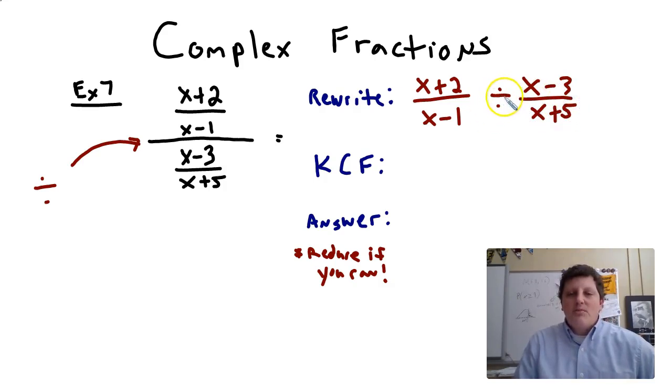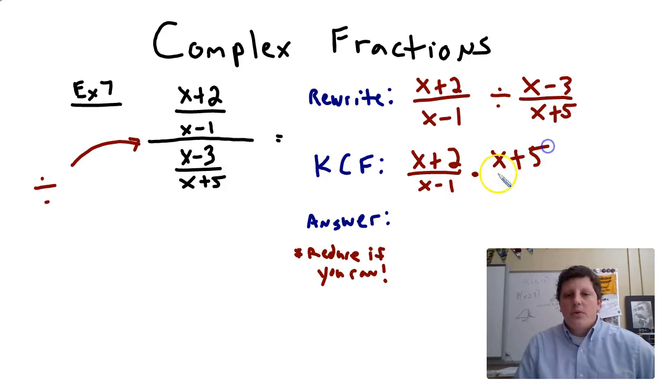And I'm going to keep the first one, change the division to multiplication, and flip the second one. This is also called multiplying by the reciprocal, so that we can actually multiply. We cannot divide fractions. Instead, we multiply by the reciprocal. So that's going to be x plus 5 over x minus 3.